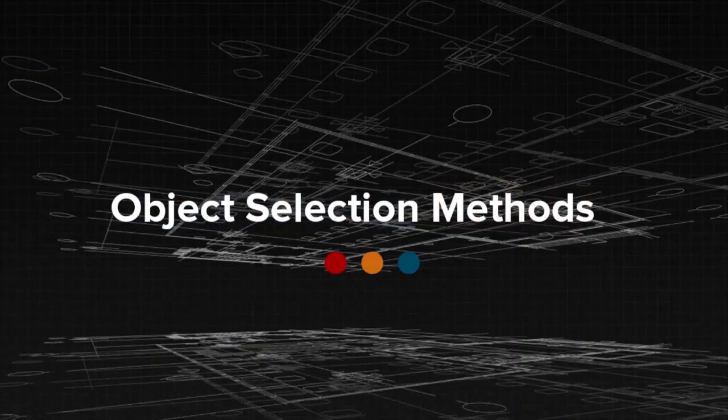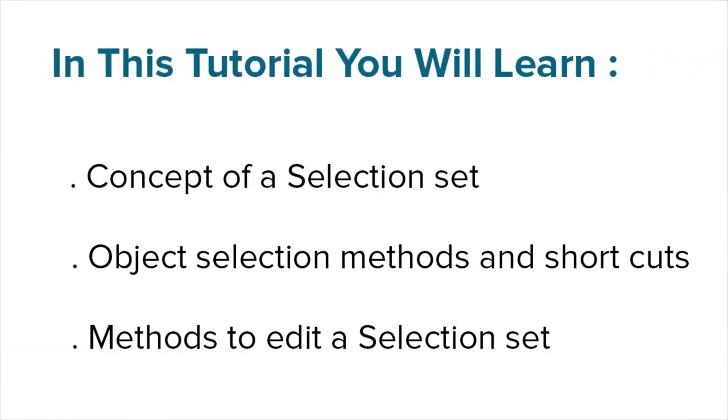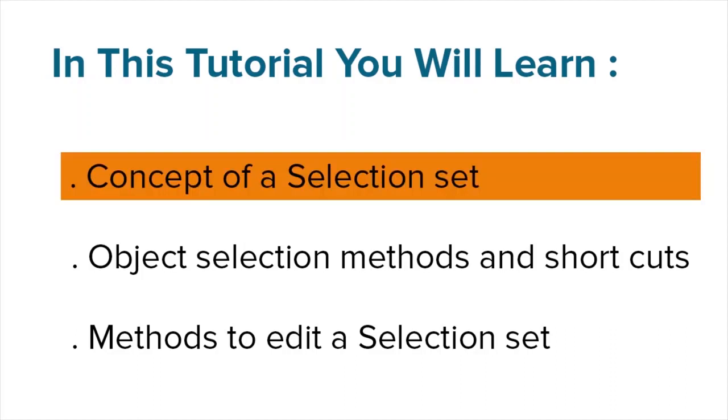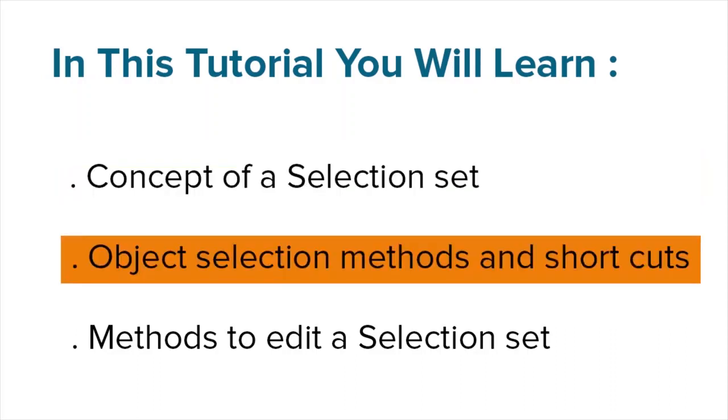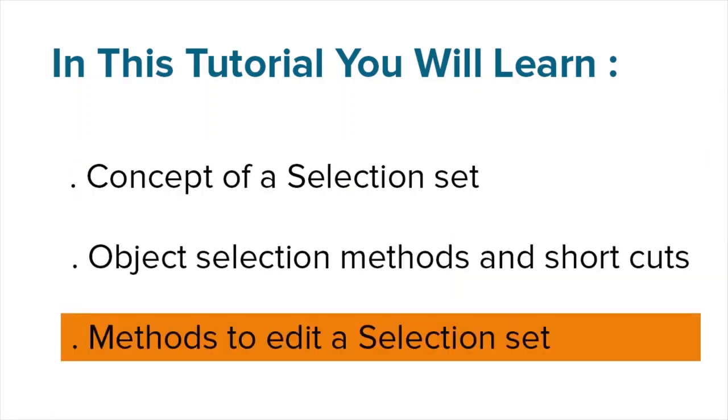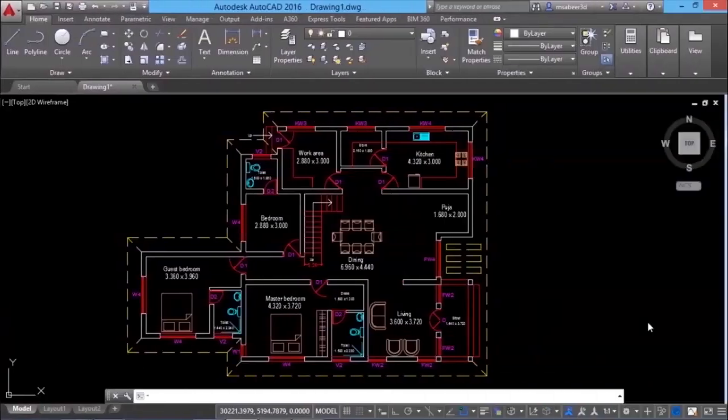Object selection methods. In this tutorial, you will learn the concept of a selection set, object selection methods and shortcuts, and methods to edit a selection set. In AutoCAD, there are a number of editing commands which are used to modify objects. And whenever you give an editing command, you will get the select object prompt.